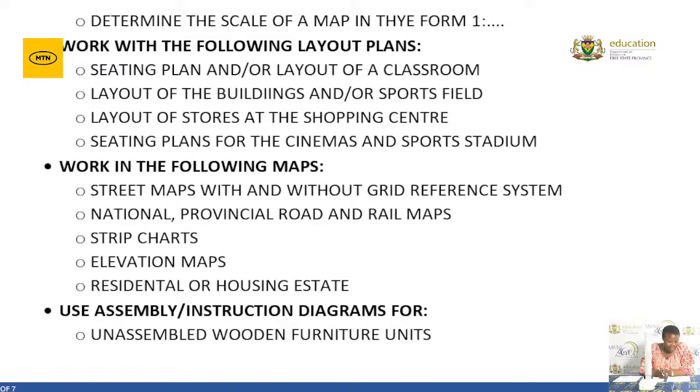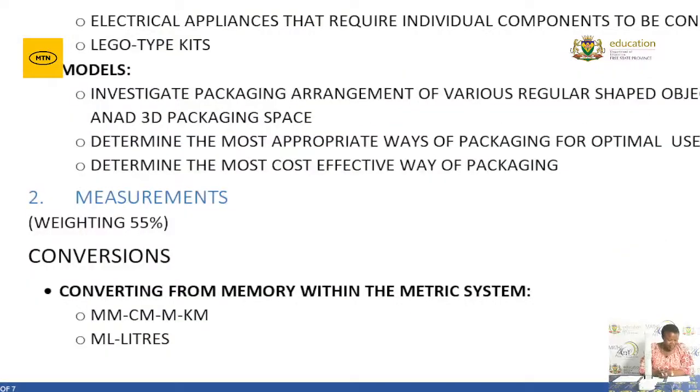The other subtopic is using assembly or instruction diagrams for unassembled wooden furniture units, electrical appliances that require individual components to be connected, as well as Lego-type kits. The other subtopic under maps and plans is models, where we investigate packaging arrangements of various regular shaped objects for 2D and 3D packaging space. You determine the most appropriate ways of packaging for optimal use of space and determine the most cost-effective way of packaging. And then we have the second topic, which is measurement.